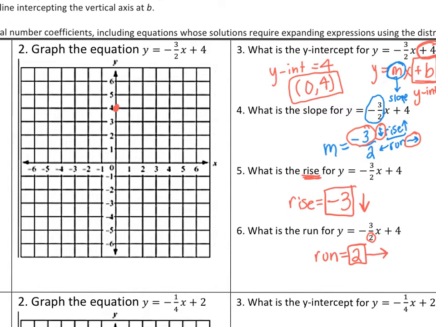Now I'm going to use my slope, and I know that my slope is -3/2. So from my y-intercept, I'm going to go down 3, and then I'm going to go over or run 2. Now I have 2 points. I have my red starting point, and I have my green ending point. Now, by definition, you can create a line using 2 points. I can connect those 2 points, and I have the line of the graph, or the graph of the line.